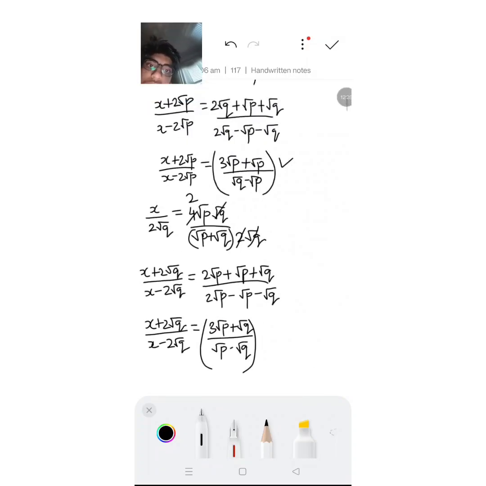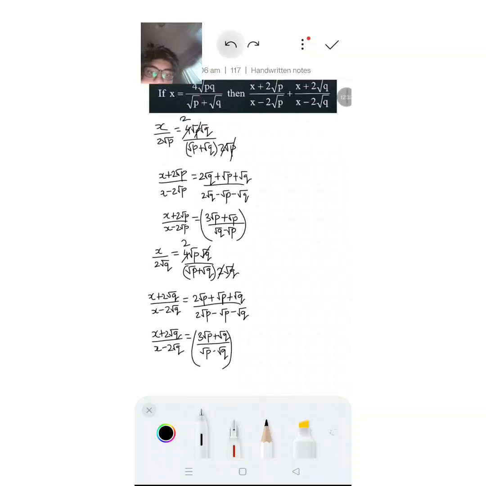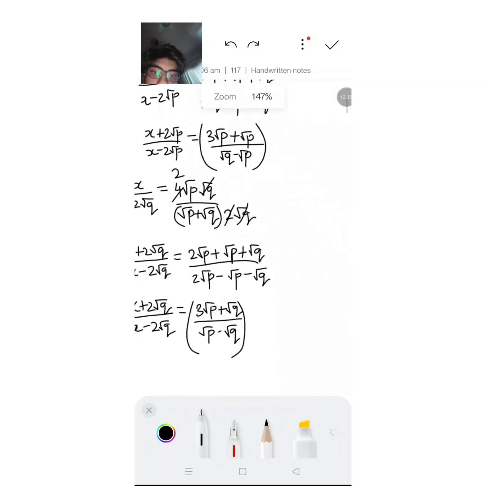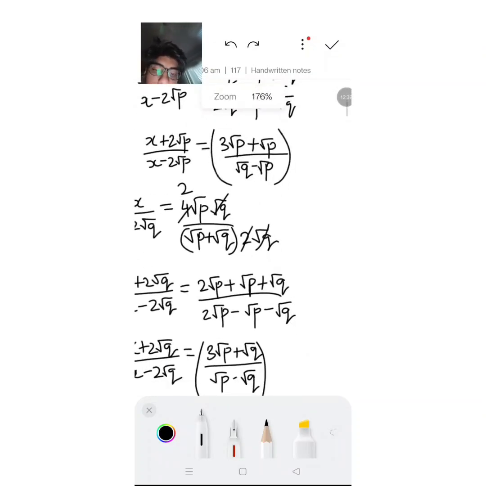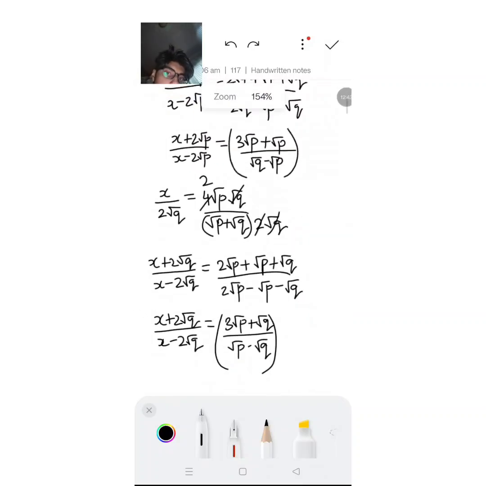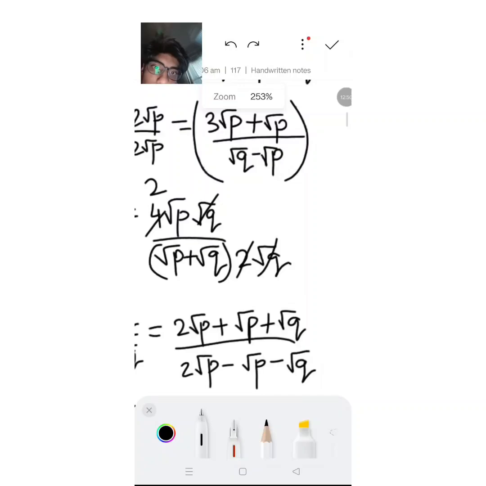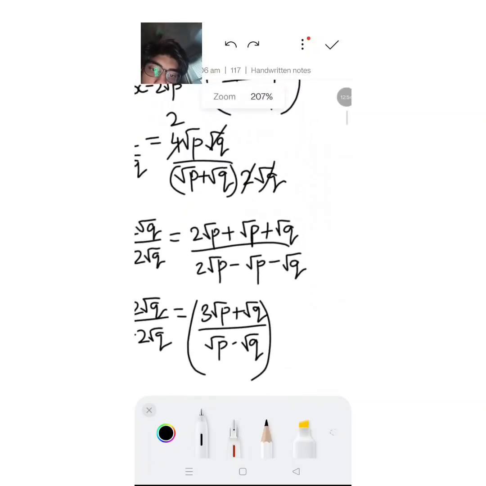And now you're just supposed to add these two terms. One thing you can notice is that these two terms are very similar, but p and q have in a way just been interchanged. In the denominator of this term you have root q minus root p, and over here you have root p minus root q.